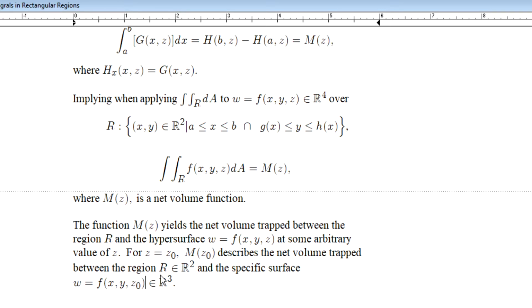What this results in is, in a sense, a result that is a multivariable function in terms of just x and y, that is actually contained in three-dimensional space. All right, so m of z would describe the net volume trapped between the xy plane over region R and what would be this description of our hypersurface, when the variable z in our hypersurface is designated to be the value z null.